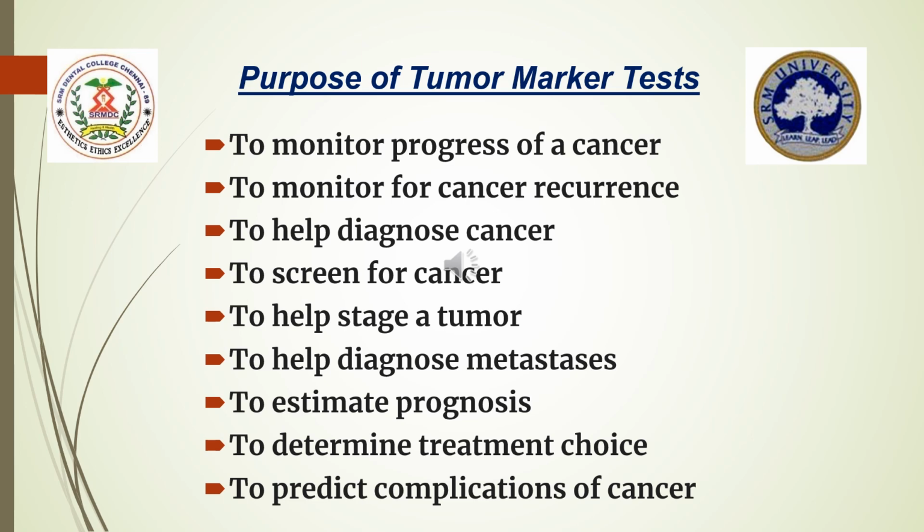Metastasis, we know, is a distant spread of tumor. So if a particular tumor marker level is very high, it may suggest that a tumor is not only growing but has spread to other regions of the body. Then it can be used to estimate prognosis. In some cases, a higher level of a particular tumor marker may indicate a poor prognosis.